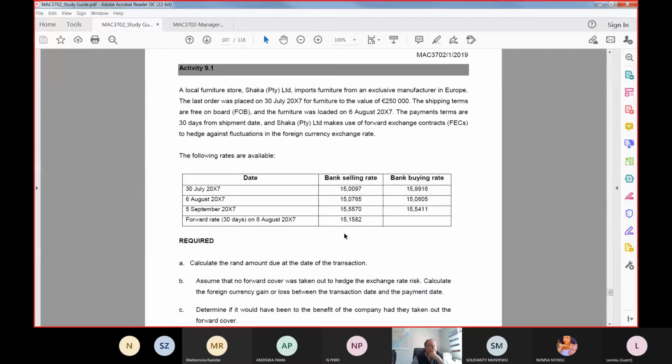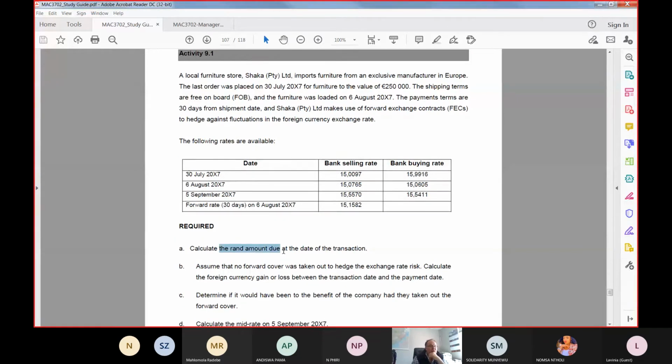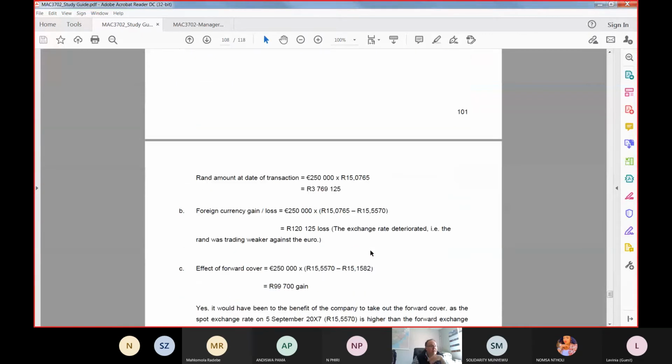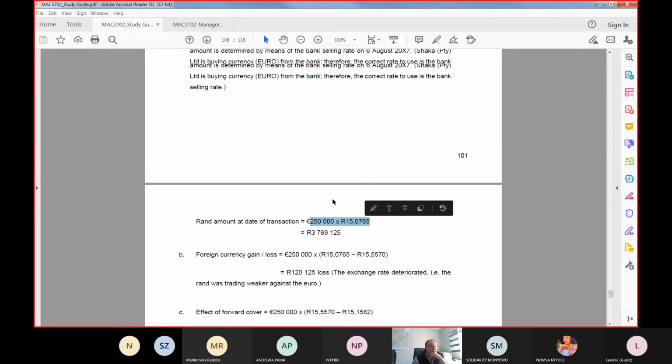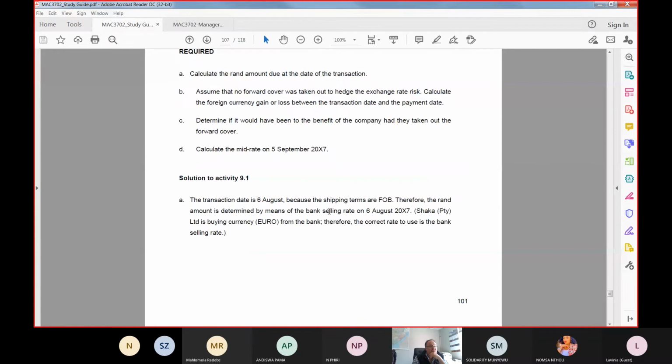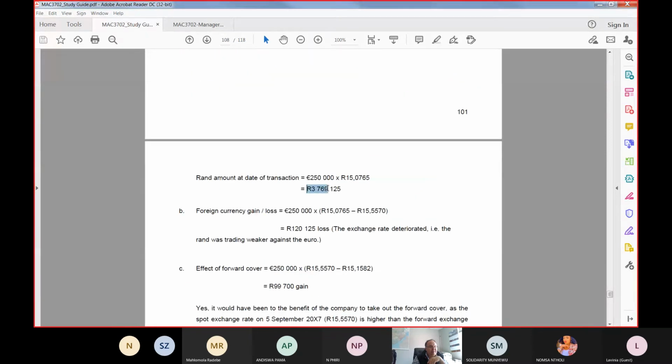Here they ask you, A, calculate the rand amount due at the date of transaction. So we bought it for 250,000 at 15.07 at the date of transaction, when it arrived. So in our stock books, we will have 3,769,125. That will be in our stock books. In our balance sheet under creditors, we will have 3,769,125. That's what we will have.